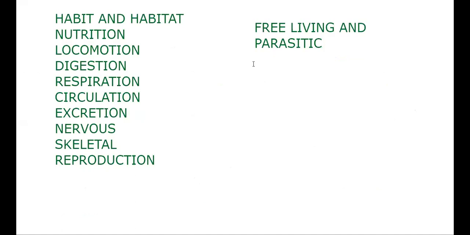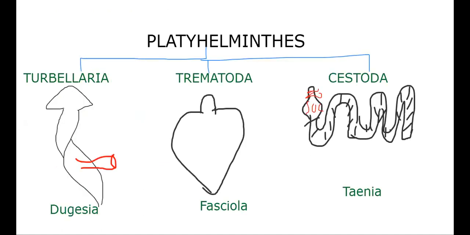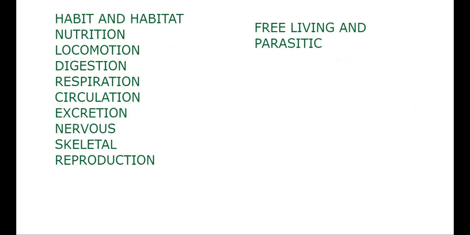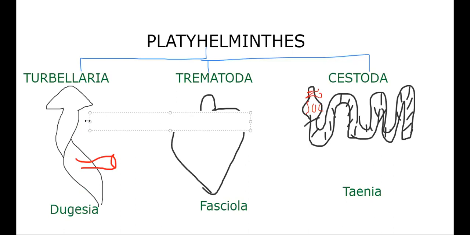Next, the nutrition, which is about food collection. Parasitic mode of nutrition is present. As for habitat, parasites live in the host. Free living forms are aquatic. Locomotion: actually, there is no special locomotory organ, not even for parasitic forms. But turbellarians are free living, so for them, Rhabdites are present, mucus secreting structures used for locomotion.